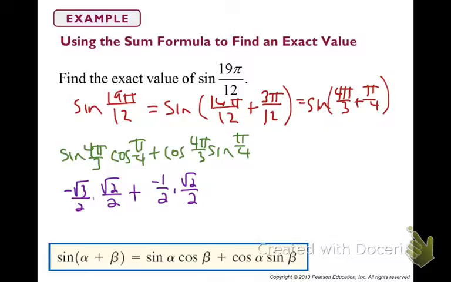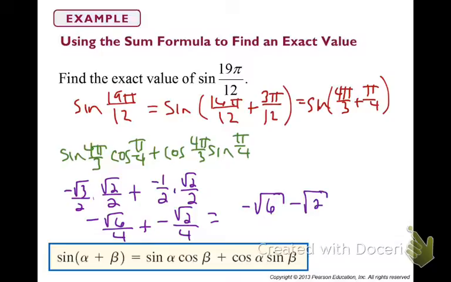Let's clean it up. So we'll get negative square root of 6 over 4 plus negative square root of 2 over 4. We can kind of bring those together too. So we have a negative square root of 6, and a negative square root of 2, all over that denominator of 4.